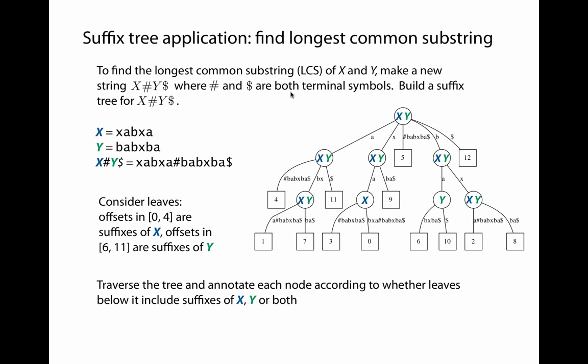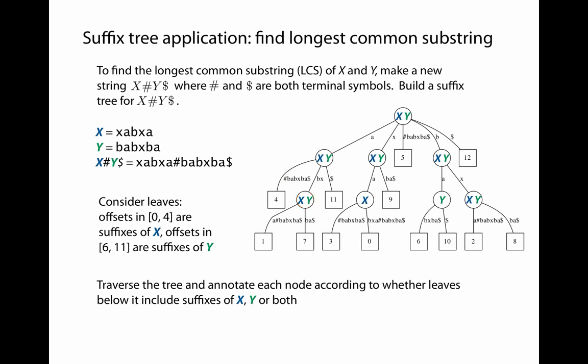So once we've done this annotation, the next question is, what's the deepest node that's annotated with both x and y? And it's this node here. And that node's label is the longest common substring between x and y. In this case, that label is ABX. And indeed, you can see that ABX is in x and ABX is in y, and there's no longer substring that's in both x and y.